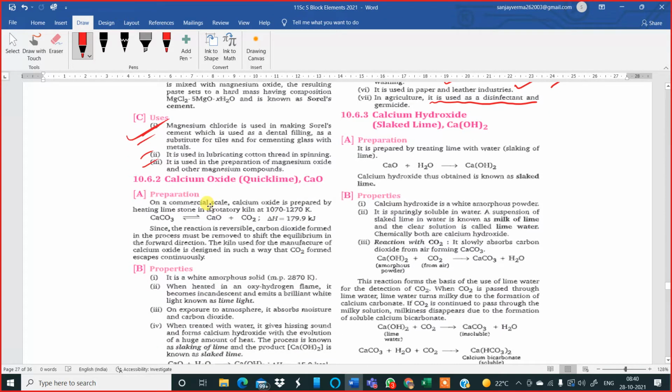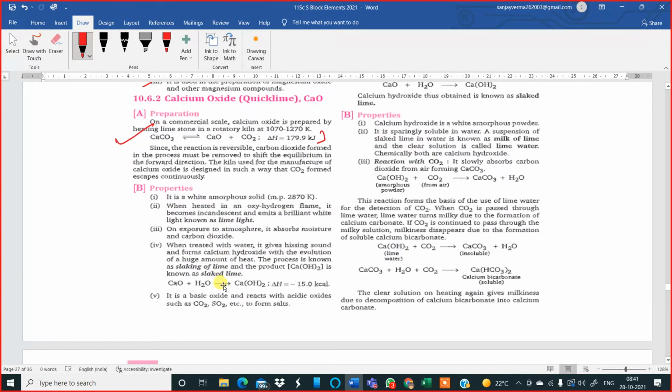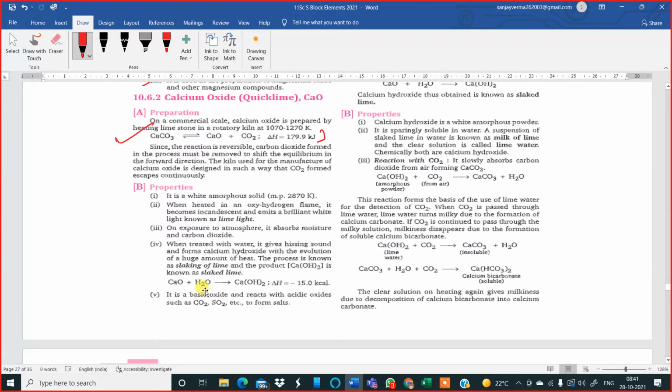Calcium oxide. The next one is calcium oxide. We'll discuss its preparation from limestone and reaction with water, carbon dioxide, and silica. Only that much. Now, under calcium oxide, which is called quicklime, preparation only from limestone is required. Don't learn anything else, just the equation only. And after that, reaction with water. So you will skip the properties over here, just try to learn reaction number 4, reaction of calcium oxide with water. It reacts with water to form calcium hydroxide.